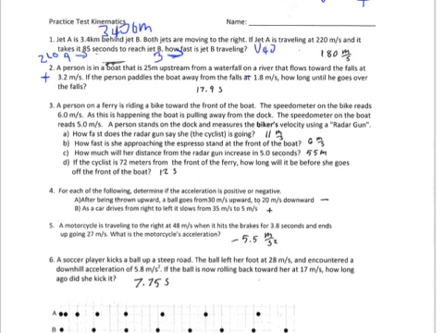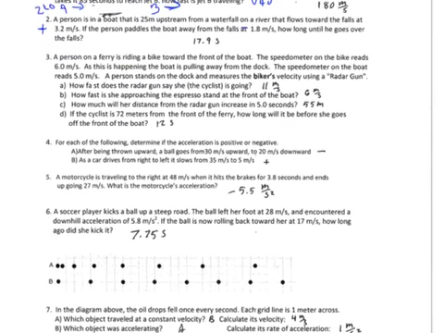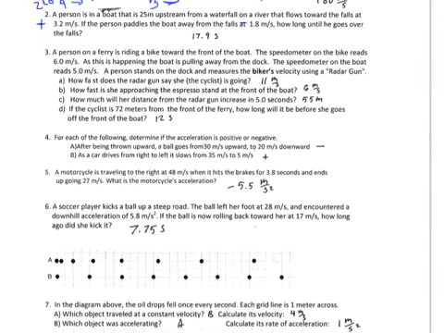For each of the following, determine if the acceleration is positive or negative. Well, let's see what I have in the first one. An object is thrown upwards, and it goes from going up at 30, so it's slowing down in the positive direction, and then it's speeding up in the negative direction.